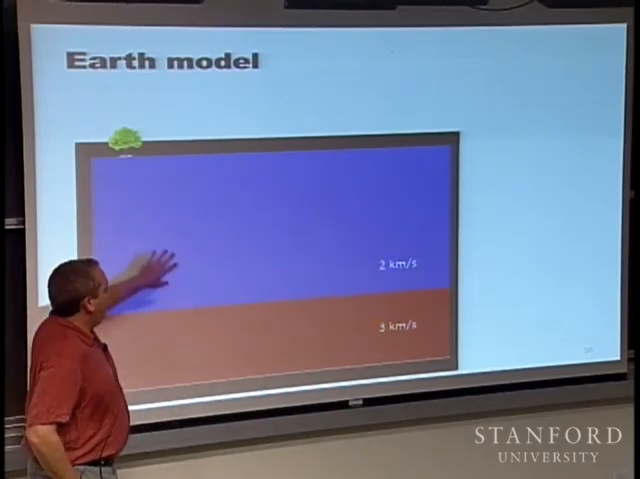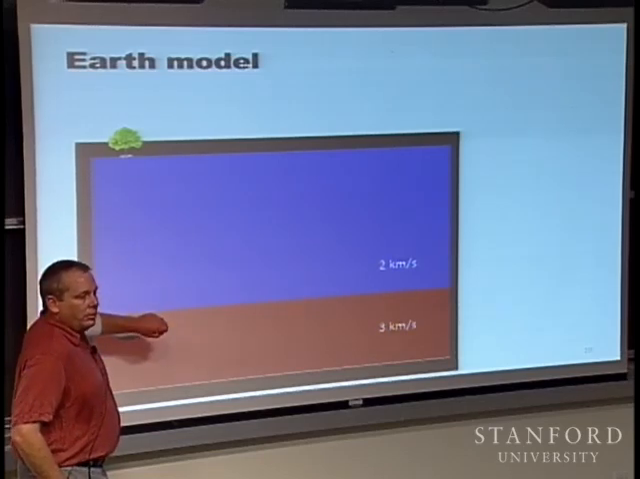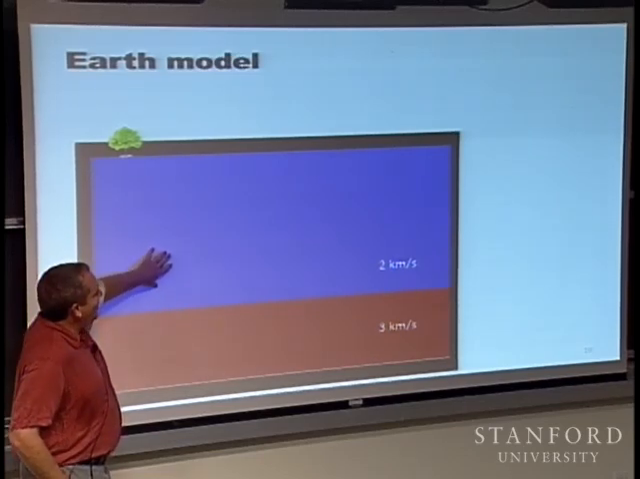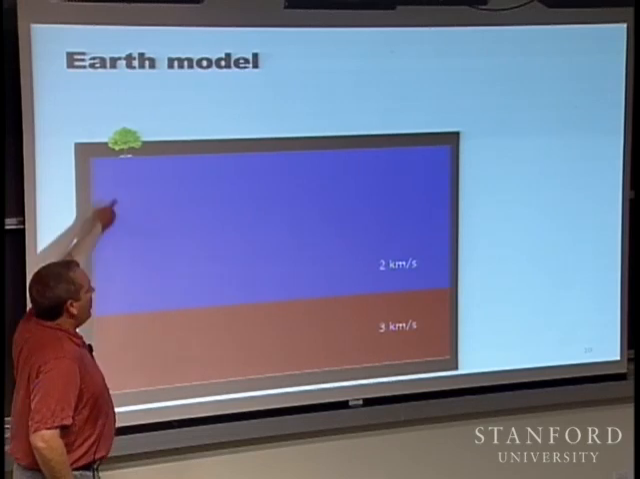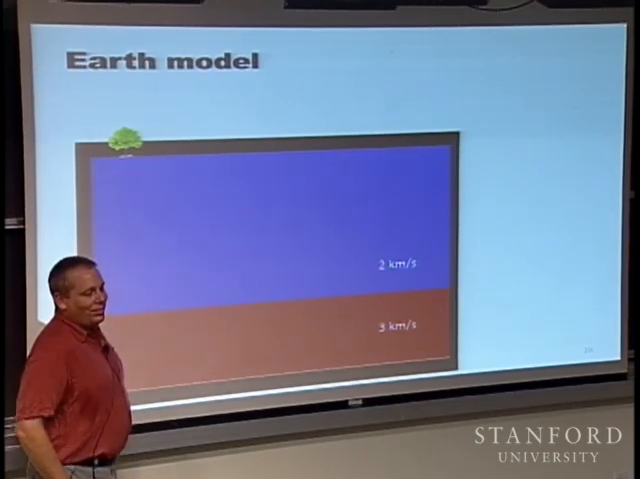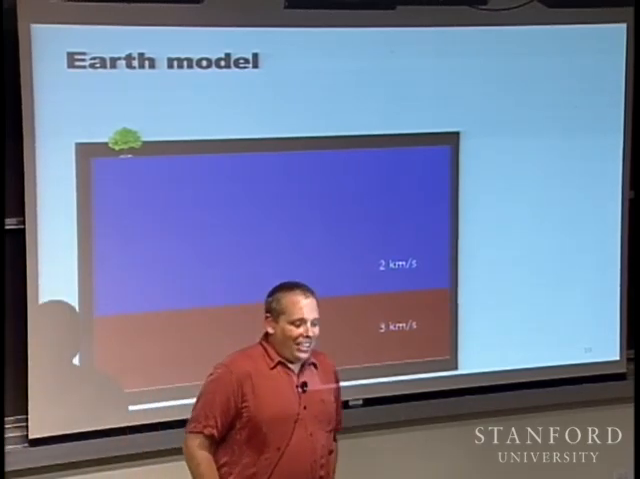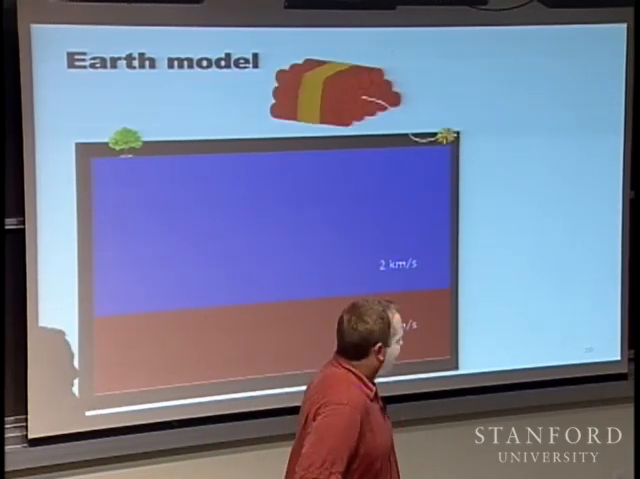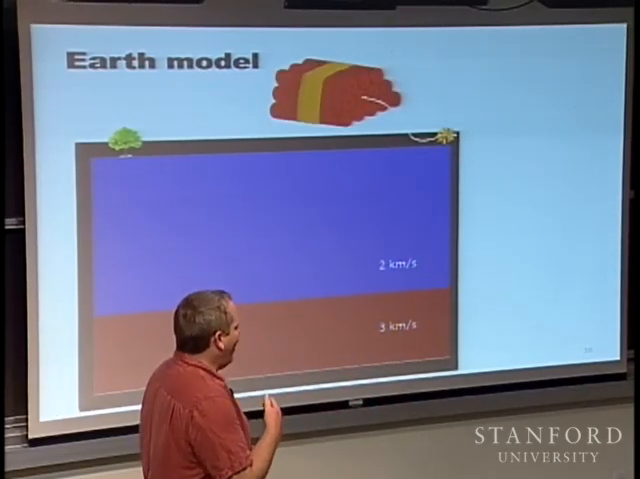I just have velocity, and I have two of them. A flat Earth, yes. 2 kilometers per second here, 3 kilometers per second. We always put trees, so you know this is the surface of the Earth. And then we make a big boom. We use dynamite. Then it was all dynamite.